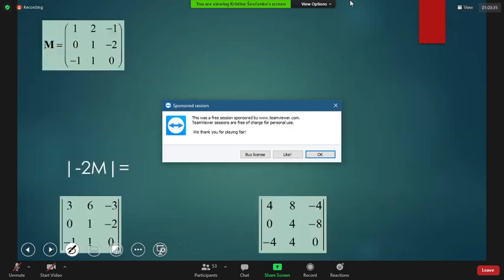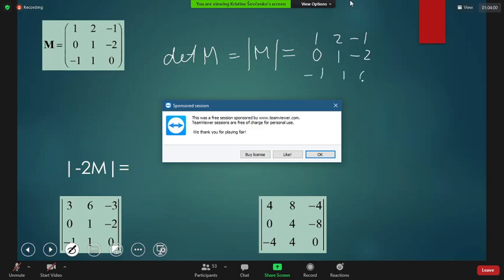Now, another matrix. So this is a matrix, not a determinant. See the round brackets. Round brackets mean that this is a matrix. So to find the determinant of M, or yes, we can write it like this. So it's 1, 2, minus 1, 0, 1, minus 2, minus 1, 1, 0, the determinant of this matrix.